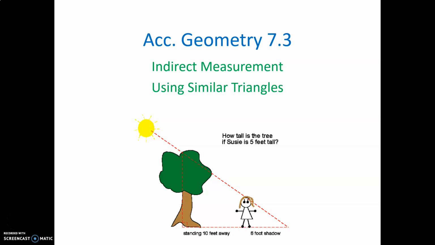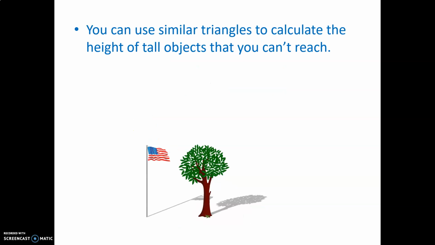This is Accelerated Geometry, Section 7.3, Indirect Measurement using Similar Triangles. Here is a girl standing there, and she would like to know how tall that tree is. She doesn't want to climb the tree with a tape measure to measure it, and so she wonders, can geometry help her figure out the height of that tree?